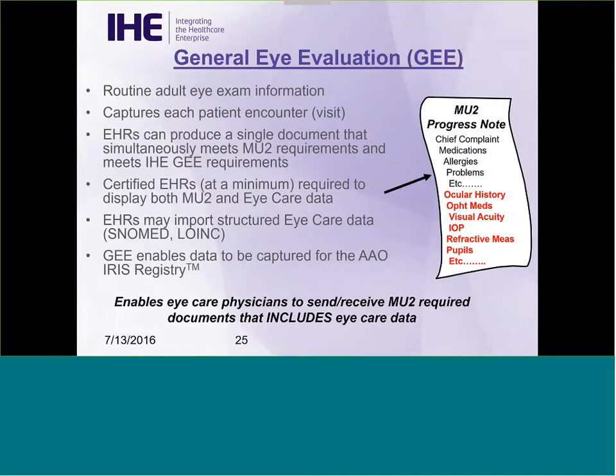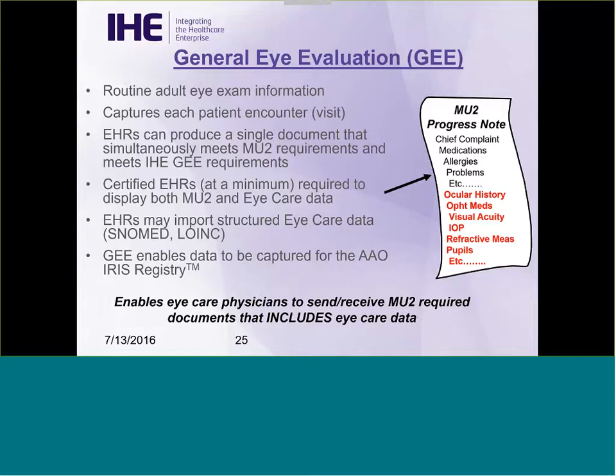So let's talk a little bit about that. The first one is the General Eye Evaluation. This basically covers a routine adult eye exam, so it's really captured per visit. If I've had a patient that's gone three times in two years, there would typically be three of these documents created, okay? As part of these documents, of course, it's going to have things that are required by meaningful use, like the chief complaint, the medications, allergies, and so forth. But of course, what we've done now is we've added the eye care specific data to this. And so you have things like ocular history, visual acuity, IOP, refractive measurements, and so on.